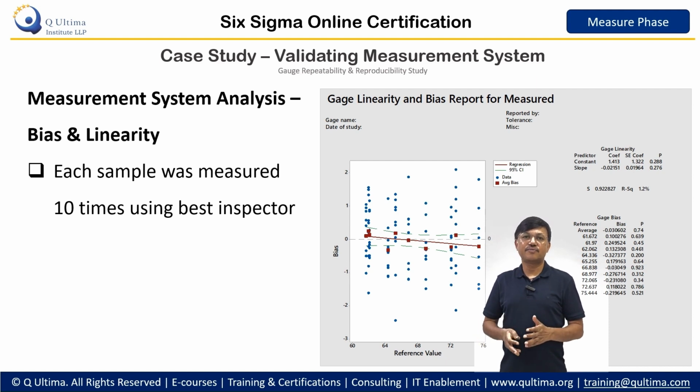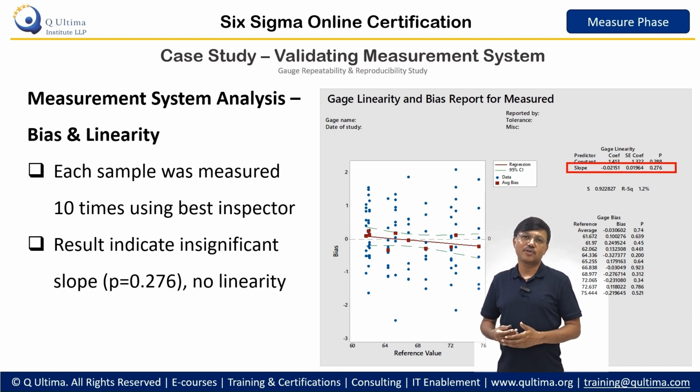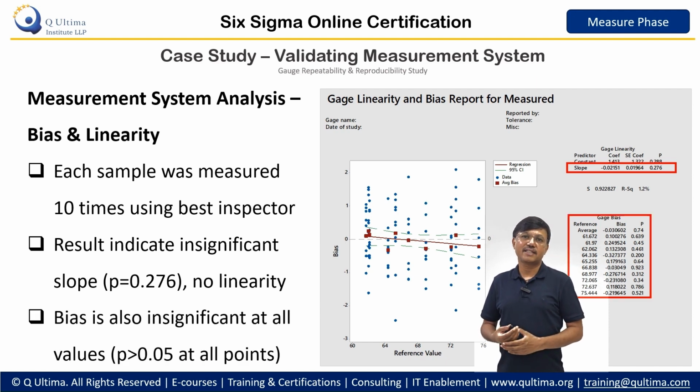Now the average of this is shown by the red dot, and a trend in the red dot is shown by the red line. The line seems to be a little tilted, but let us see if the slope of the line is significant or not. We see here that the slope is not significant because the p value is much higher than 0.05, and the p values of each of the biases are also insignificant because all of them are more than 0.05. So all in all, there is no linearity issue and no bias issue with the measurement system.